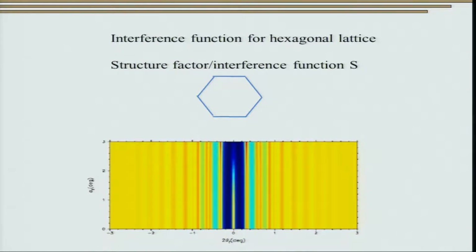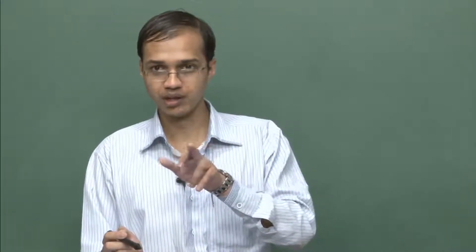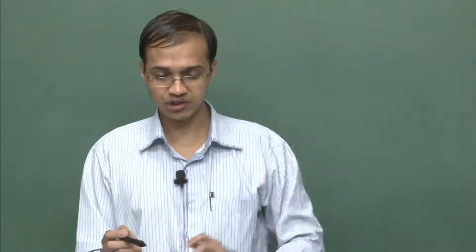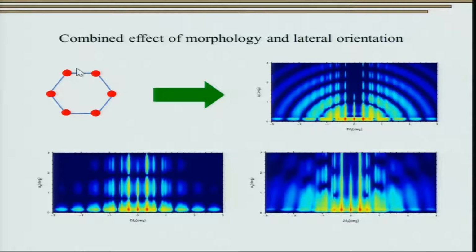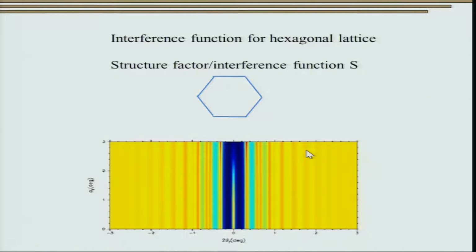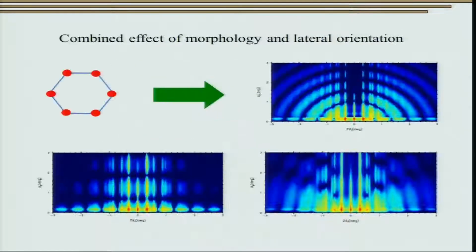Now, the actual scattering pattern that we are going to get is going to be the superposition of this interference function and the form factor, right. Like we had this equation, f of q y q z squared into S, that was your scattering intensity. So, if I have a hexagonal arrangement of my spherical particles, I do get a pattern which corresponds to my spherical form factor, which we had derived over here. So, here we have a spherical form factor, but the way it is arranged, the lattice is hexagonal.